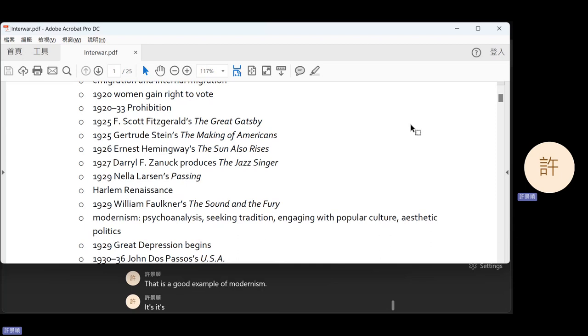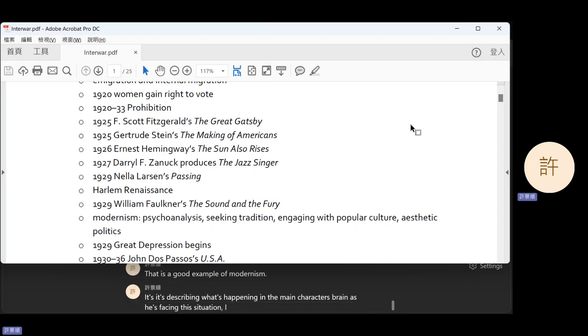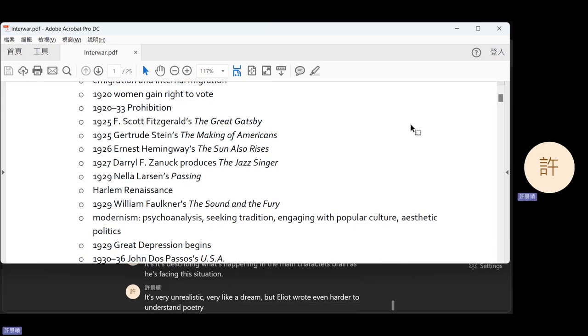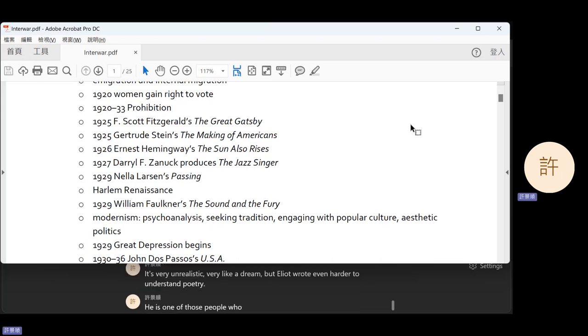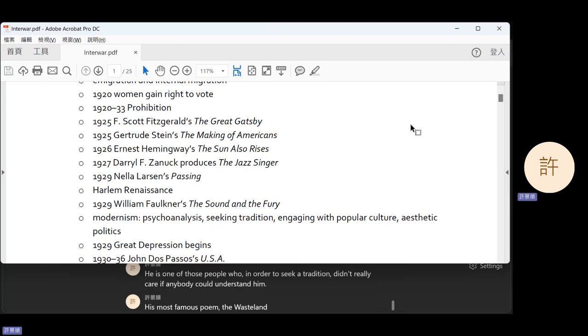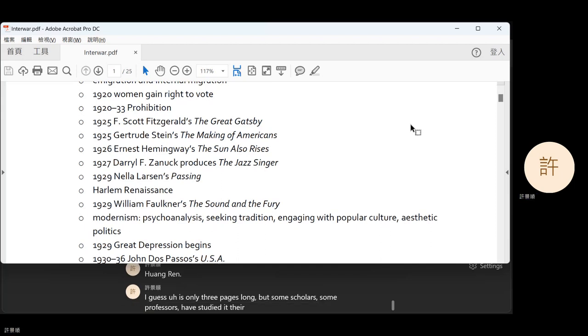It's describing what's happening in the main character's brain as he's facing this situation. It's very unrealistic, very like a dream. But Eliot wrote even harder to understand poetry. He's one of those people who, in order to seek a tradition, didn't really care if anybody could understand him. His most famous poem, The Wasteland, is only 3 pages long, but some scholars, some professors, have studied it their whole life.